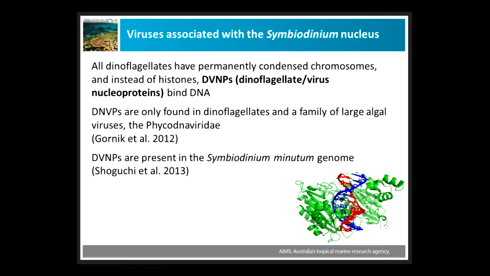It's quite interesting that it has been demonstrated that dinoflagellates have histones to bind to their DNA and condense their chromosomes, but they don't actually use them as such. They use a different protein called dinoflagellate virus nucleoproteins. These proteins have only been found in dinoflagellates and a family of large algal viruses, the Phycodnaviridae. And the DVNPs are also present in the Symbiodinium minutum genome. So we have isolated those viral particles from our flow cytometry and isolated their genomes and are in the process of sequencing them. Then we can search the Symbiodinium genome for the presence of these viruses.